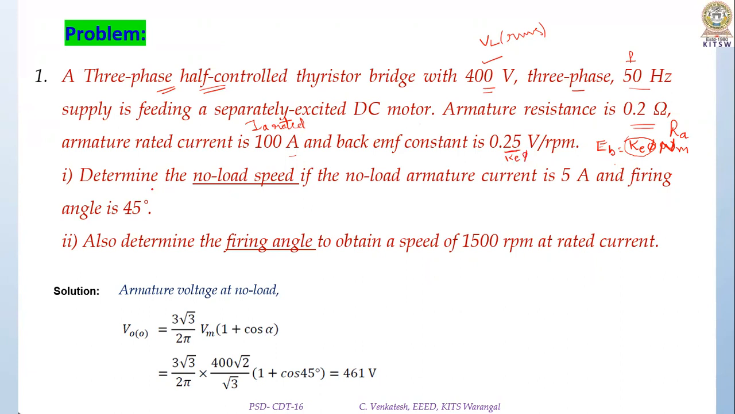So what do we have to find? Determine the no load speed, let us say N naught, if the no load armature current is 5 amperes and the firing angle is 45 degrees. Also determine the firing angle to obtain a speed of 1500 RPM at rated armature current. What is rated armature current? It is 100 amperes, so here IA is 100 amperes. Based on that, now we'll try to solve.